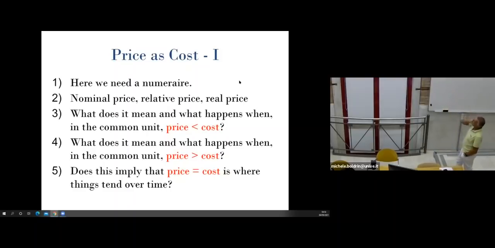What do you think the first one implies? When something, and remember what I mean here with price. What happens when price is below cost?